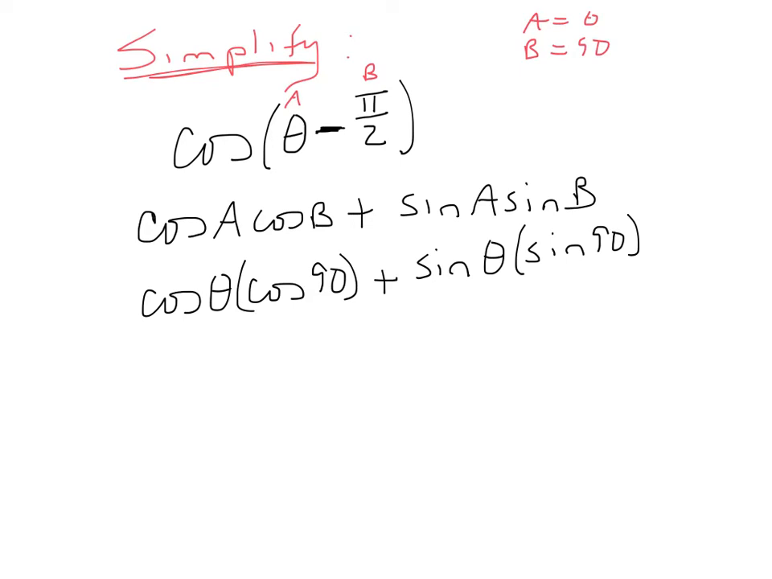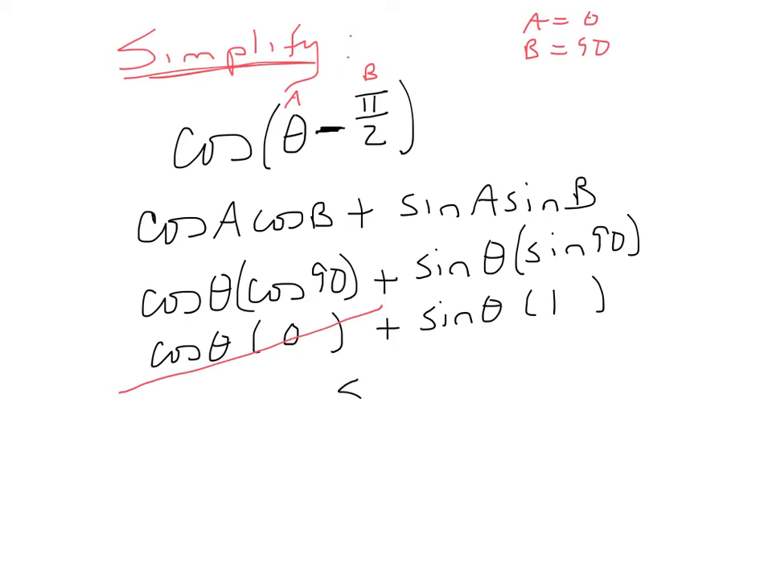Now here's the beautiful thing. Cosine of 90 and sine of 90, one of them is 0 and one of them is not 0. Because at each quadrantal, one of the coordinates is 0, either sine or cosine. So one of these terms is going to totally disappear. Cosine of theta times cosine of 90 is 0. Plus sine of theta, sine of 90 is 1. So this whole thing just goes away, and my cosine of theta minus pi over 2 simply simplifies to sine of theta. Answer. Okay.